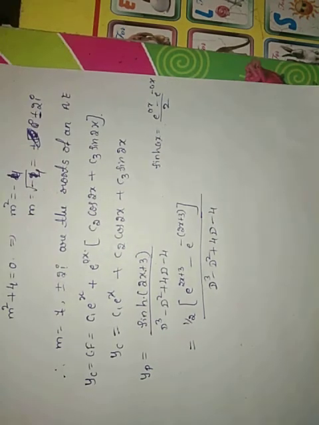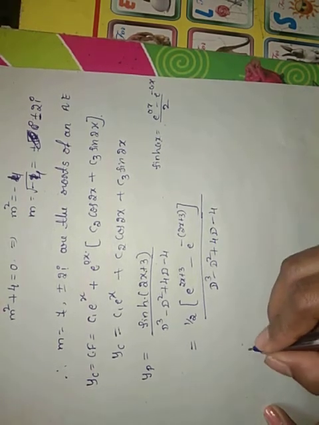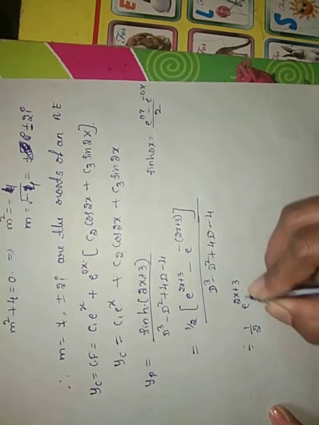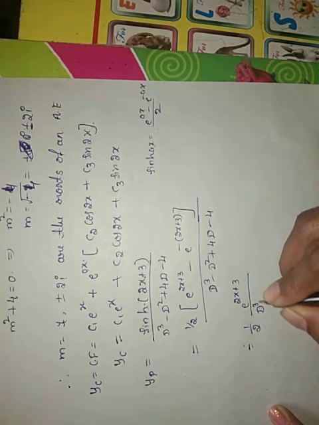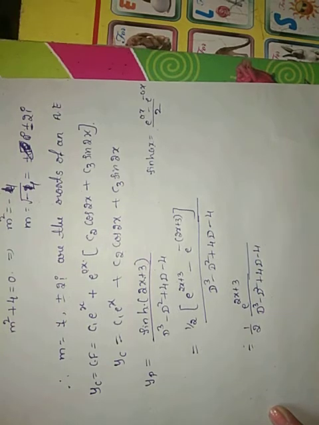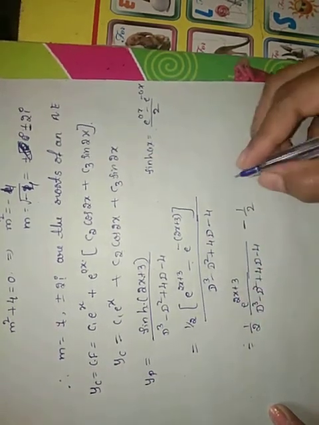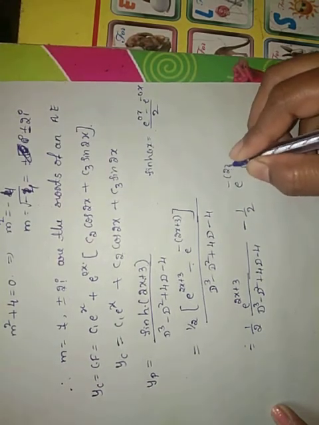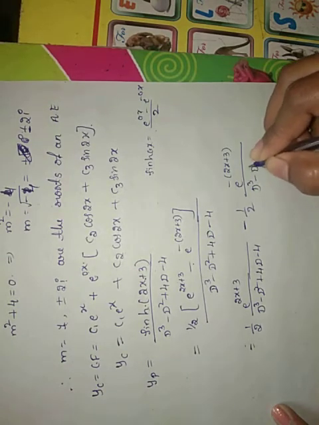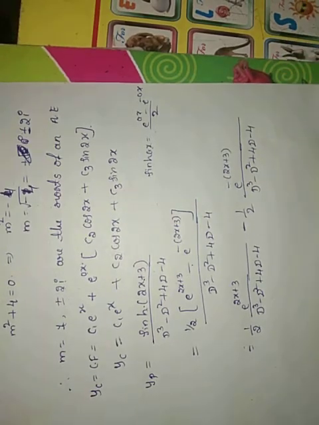So now I am going to split the denominator to both the numerator functions here. So 1 by 2 e raised to 2x plus 3 divided by D cube minus D square plus 4D minus 4, minus 1 by 2 e raised to minus of 2x plus 3 divided by D cube minus D square plus 4D minus 4.